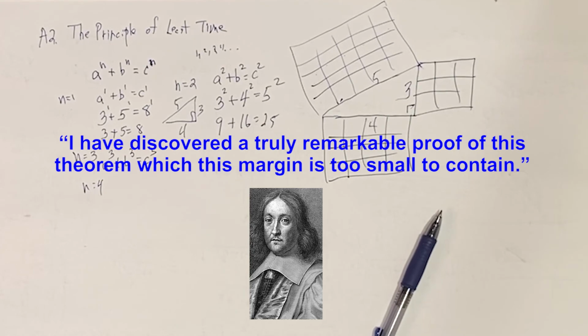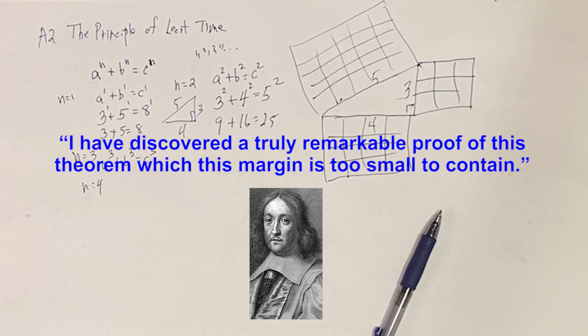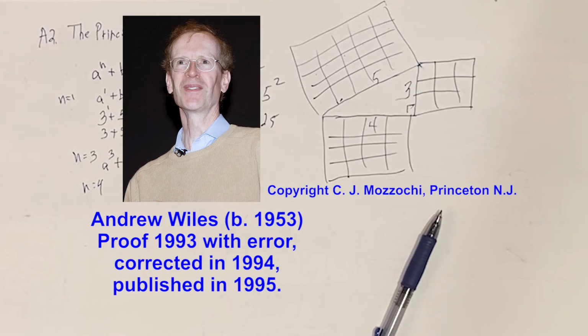Well, this is around 1650. By 1750, no one has proved it. By 1850, no one has proved it. By 1950, no one has proved it. And in 1990, it finally gets proven, all right? Using mathematics that was not discovered until after the time of Fermat.